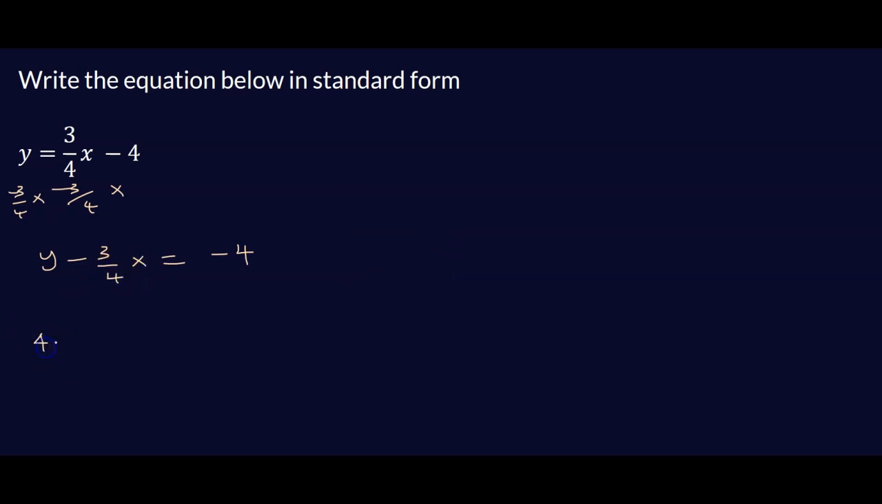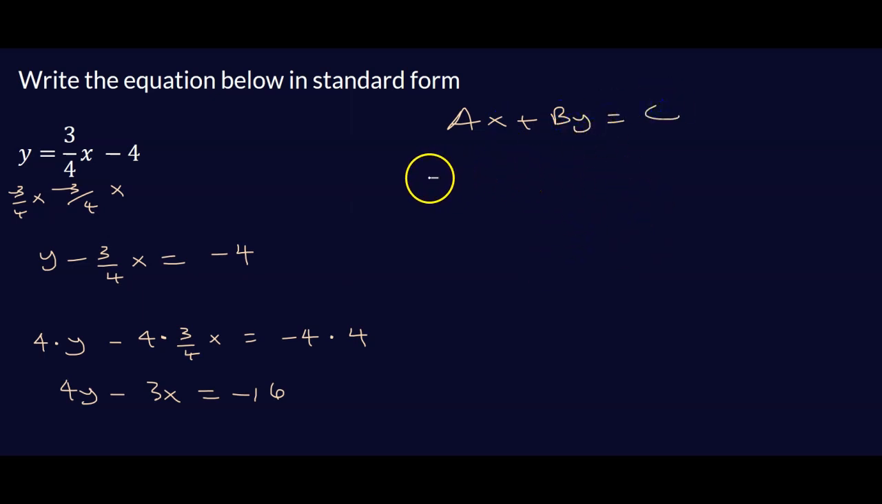So I'm going to have 4 multiplied by y, minus 4 multiplied by 3 over 4 x, equal to negative 4 multiplied by 4, or we can say 4 multiplied by negative 4. So here we have 4y minus 4 multiplied by 3, which is 12, divided by 4, that is 3. So this is minus 3x equal to negative 16. And then we have to aim for ax plus by equal to c. So this is going to be negative 3x plus 4y equal to negative 16.